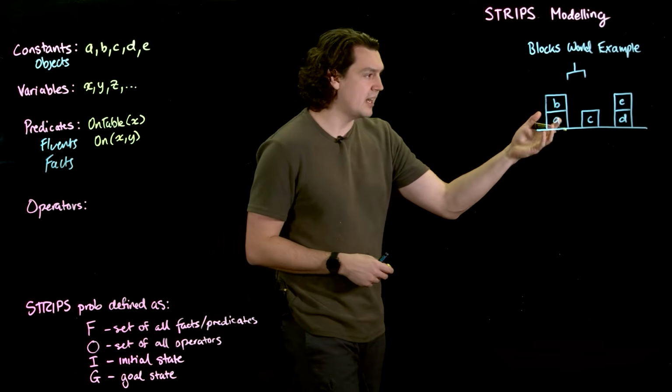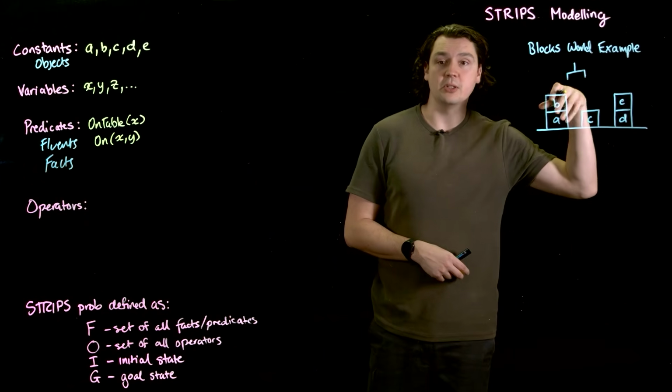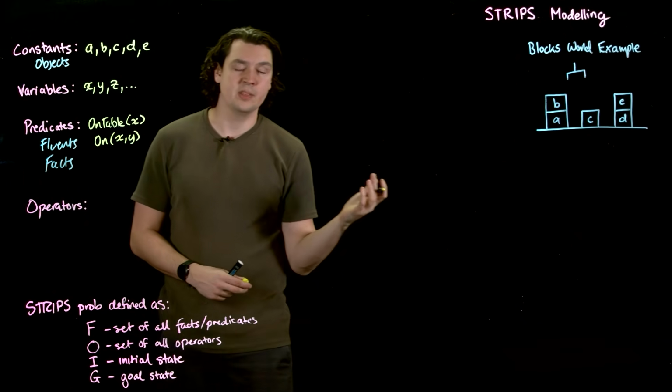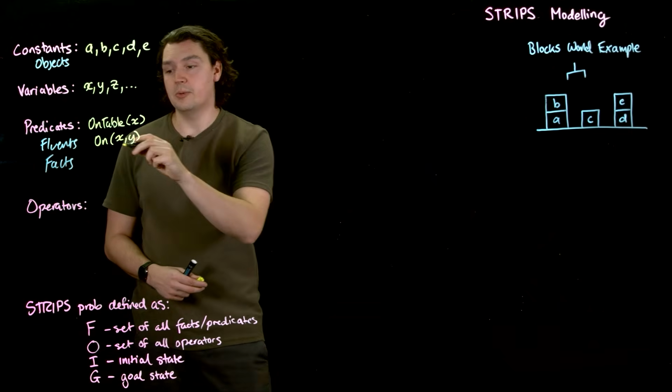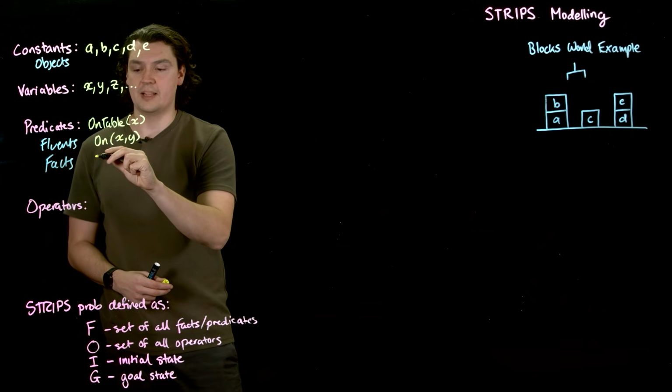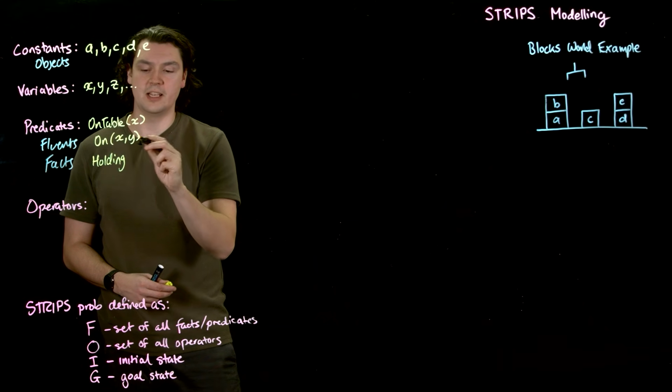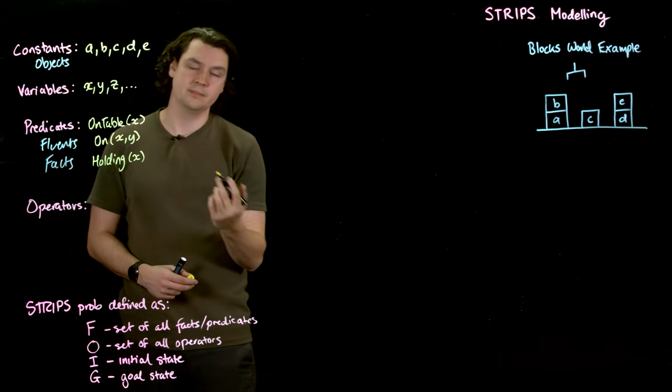Now, we want to reason about other things in the world. We want to go pick up blocks. Well, our crane can only hold one block at a time. Okay? So, for example, you might want to check something like, is the crane holding a specific block?